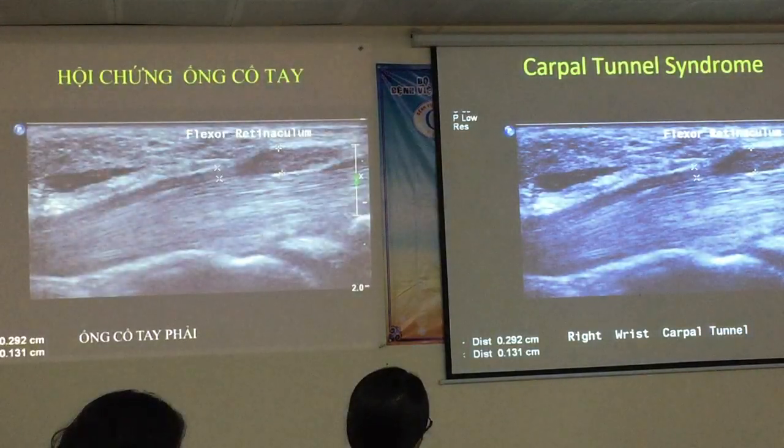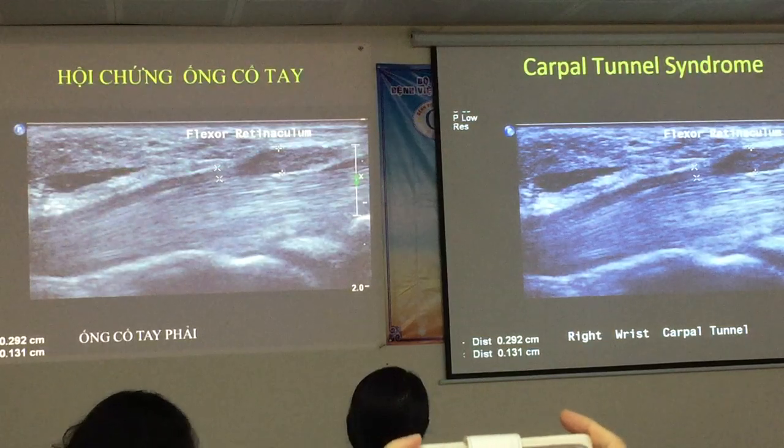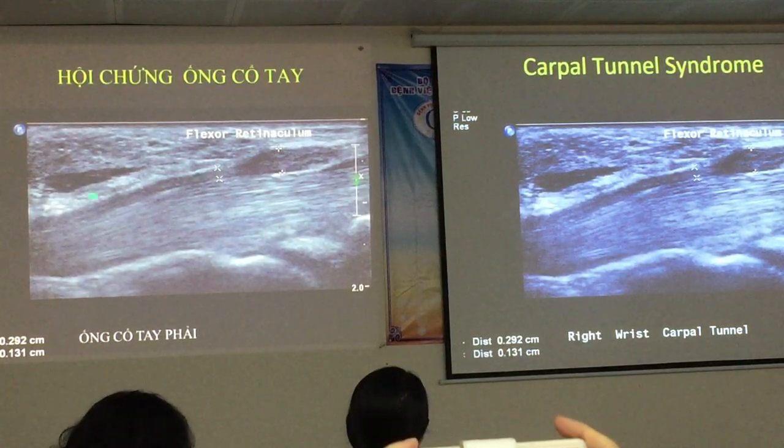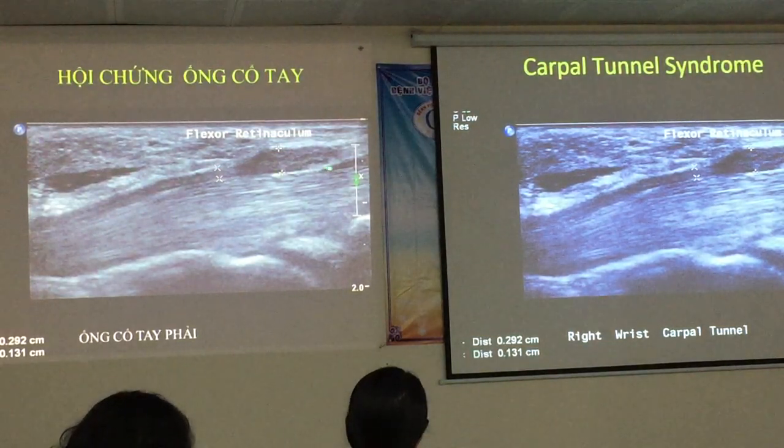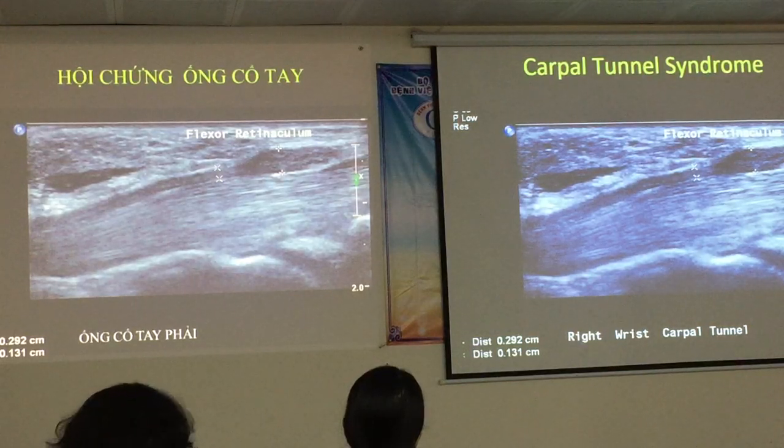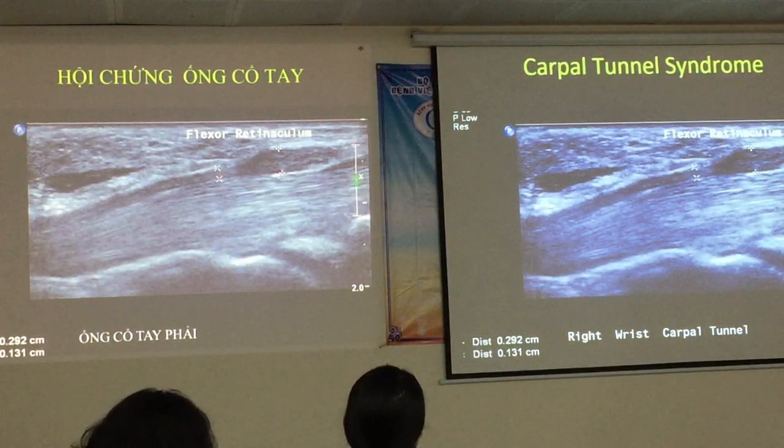So this is a case of carpal tunnel syndrome. Đây là một bệnh nhân có hội chứng ống cổ tay. And as you can appreciate, there's a definite caliber change between the abnormal nerve proximal to the retinaculum to the nerve underneath the retinaculum. Mình thấy là có sự thay đổi cái đường kính trước sau của cái dây thần kinh từ phía đầu cho đến phía cái cơ ngón tay.